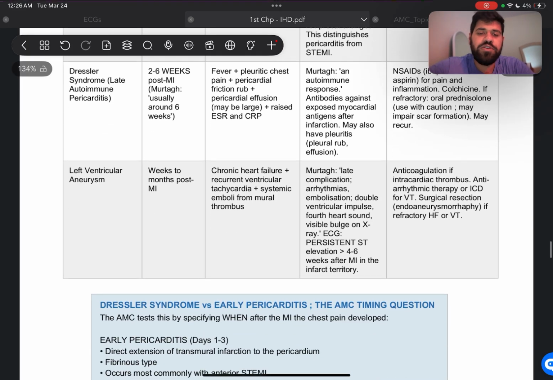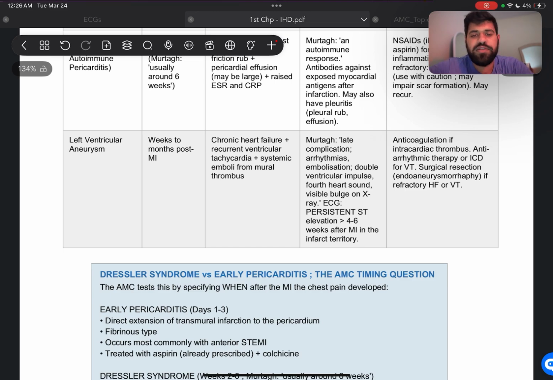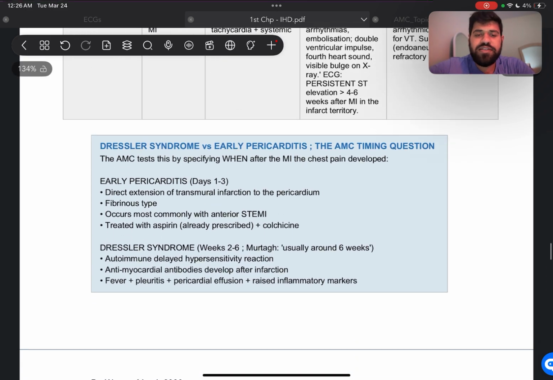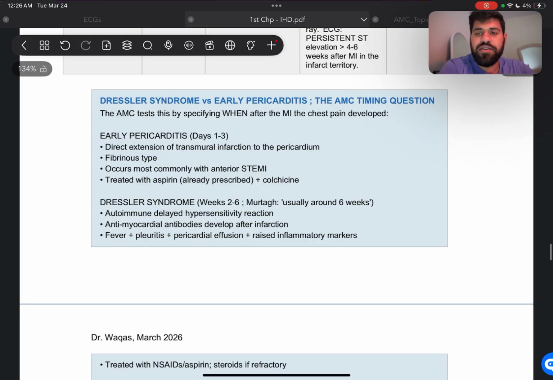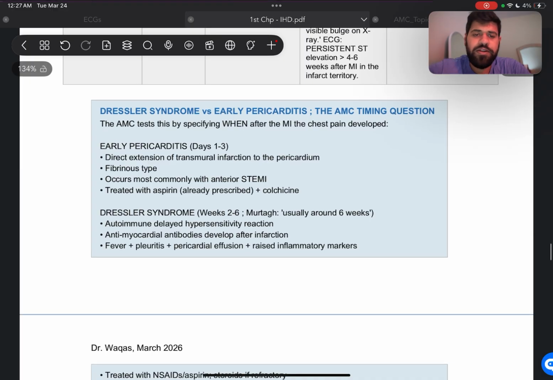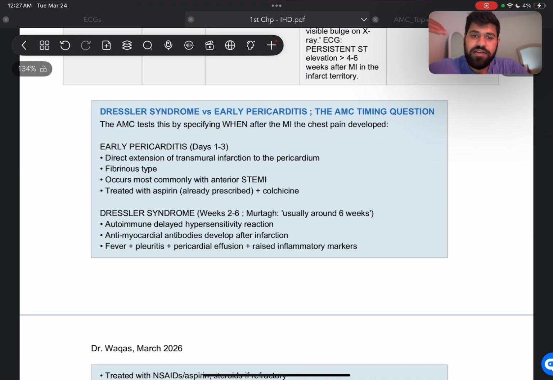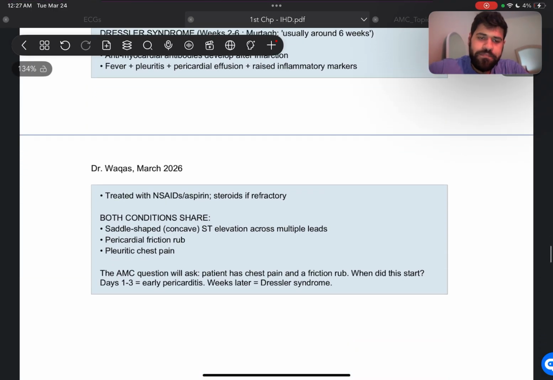All right, then left ventricular aneurysm is going to take weeks to months post-MI. Now, Dressler syndrome versus early pericarditis. It's solely based on timing, as far as the AMC questions are concerned. Early is going to be 1 to 3 days. Dressler syndrome is going to be 2 to 6 weeks, usually around 6 weeks.